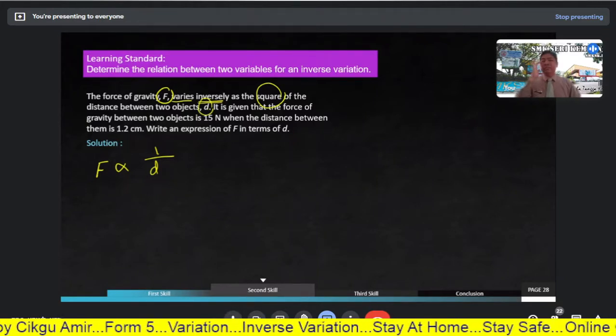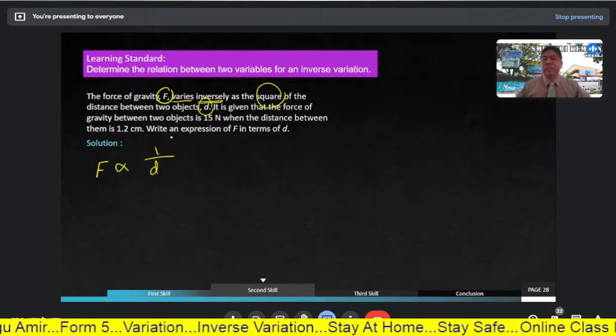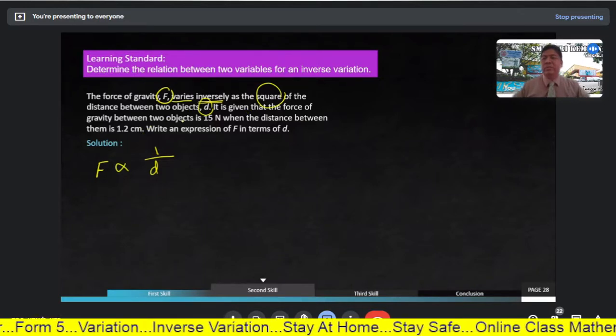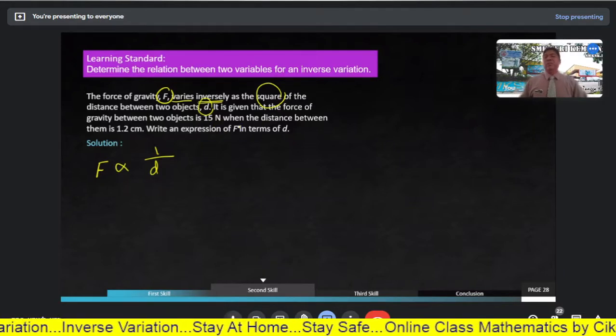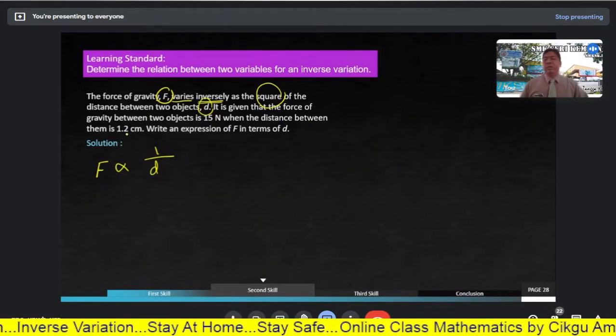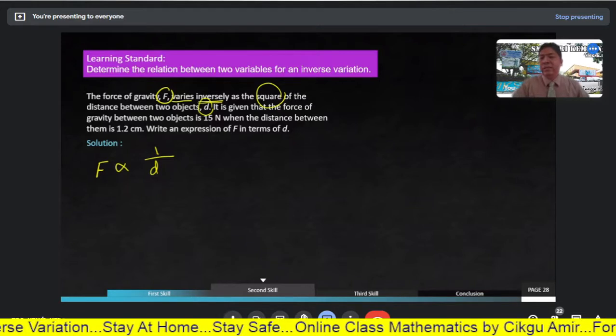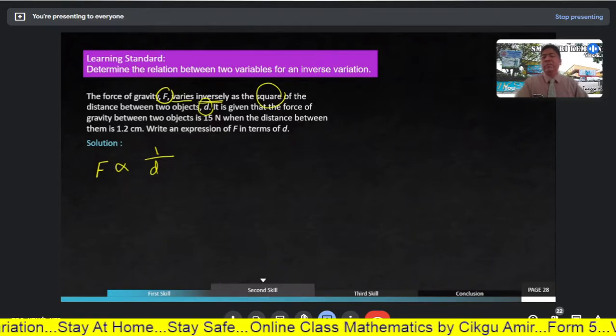It is given that the force of gravity of two objects is equal to 50 Newton when the distance between them is 1.2. Write an expression of F in terms of D.